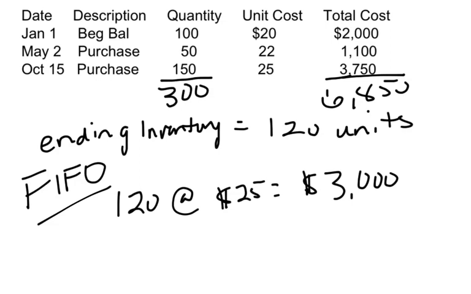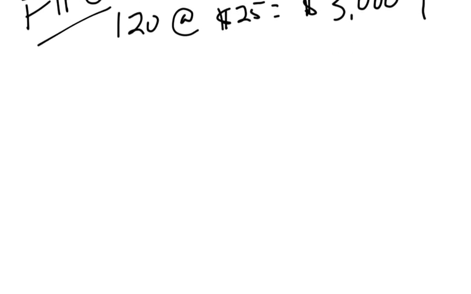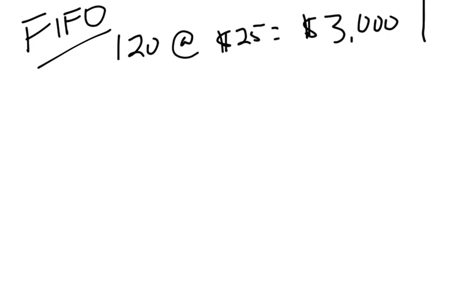If we have 120 units in inventory at the end, how many did we sell? Well, we have 300 we could have sold. If we didn't sell 120, we must have sold 180. So let's look at cost of goods sold. This figure that we just got, our $3,000, is your ending inventory.